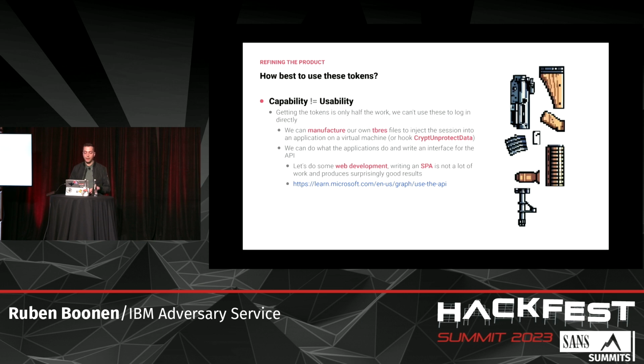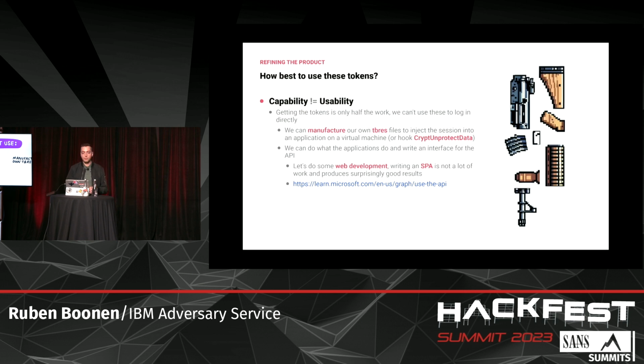Another idea is to hook CryptUnprotectData in the process. When that gets called, when it returns, you just replace it with the data you stole from the endpoint. Then Outlook should say, oh, this is my session, instead of the one on the machine.